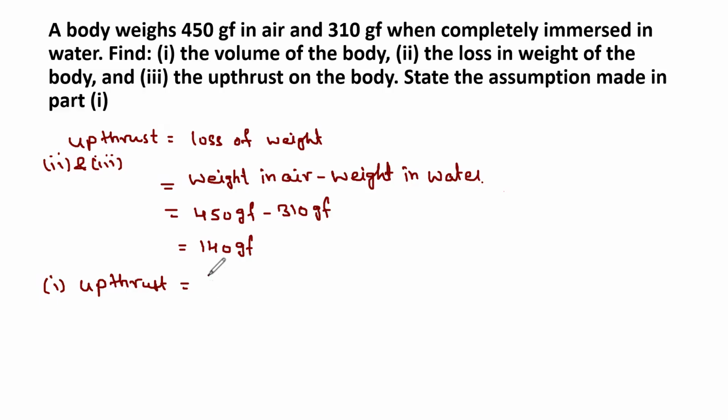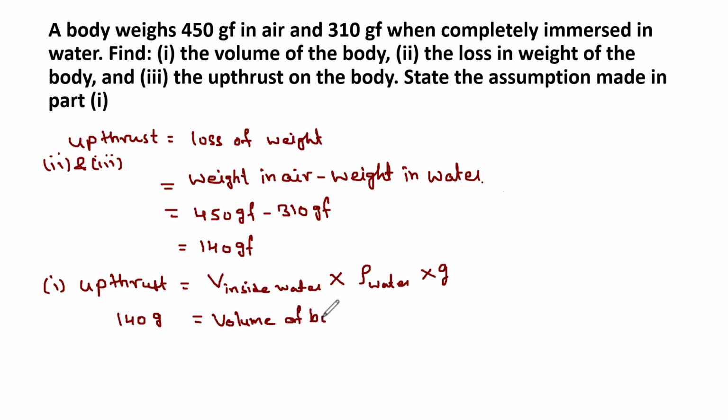For upthrust we have another formula: it is the volume of the body inside water or inside liquid, multiplied with density of water or density of liquid, into g. So upthrust we have 140 gram force. So 140 into g is equal to volume inside water. Volume inside water is equal to volume of the body because it is completely immersed. That volume of the body is not known, that we need to find out, multiplied with density of water.